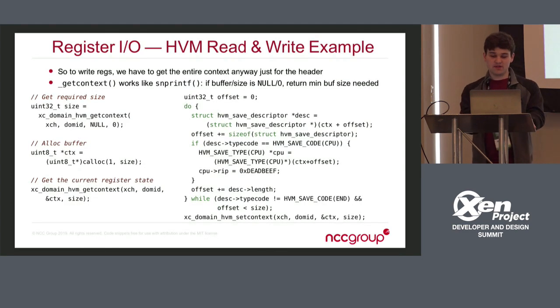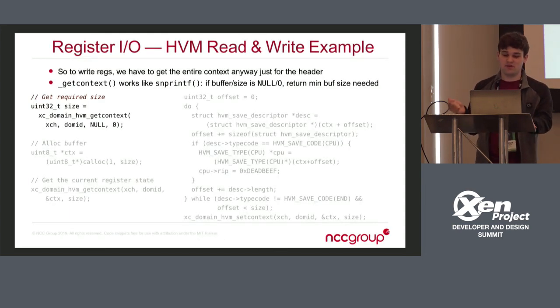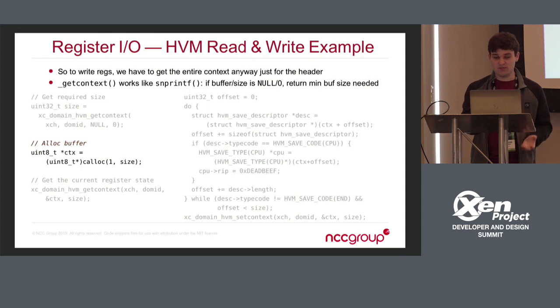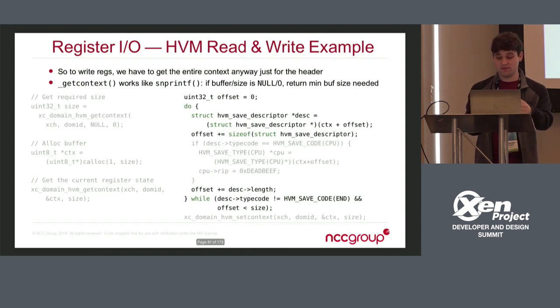Now, I mentioned that you can't know the size of the buffer get context needs at compile time, so the way that you use it is actually like snprintf. You call it the first time with the last two arguments, the buffer and the size, being 0, and that will cause it to return the minimum size of the buffer that it would have needed to write to. You use that to allocate a new buffer, and then use get context again to write the context to that buffer you've just allocated.